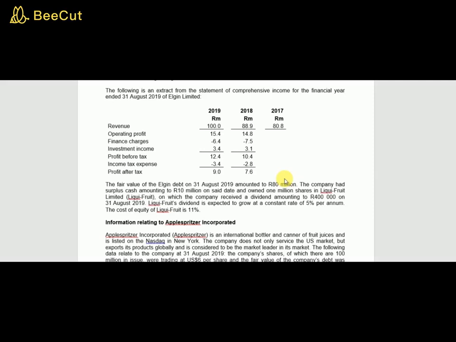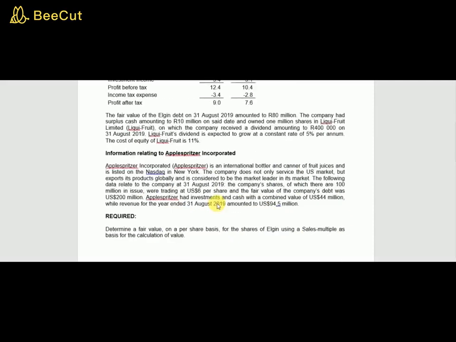So we know that in order for us to go from the enterprise value to the value of equity, we need to deduct the fair value of my debt, which is this 80 million. The company has cash surplus of 10 million. Why is that important? We know that is a dissimilar asset. And it owns 1 million shares in a company, Liquid Fruit, and this company had a dividend of 400,000 on 31 August, and it's got a constant growth of 5 and a cost of equity of 11.